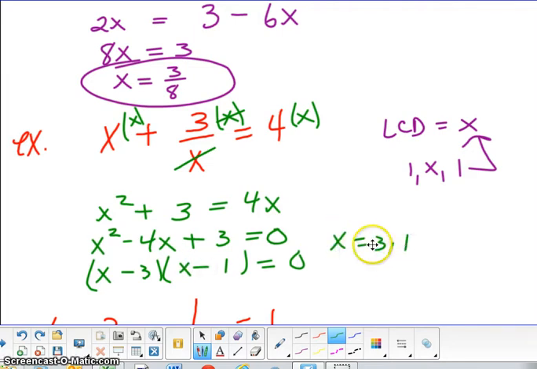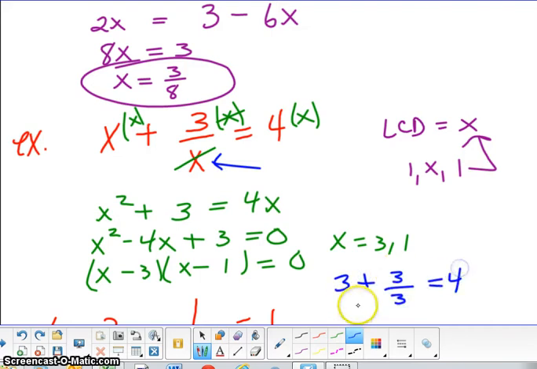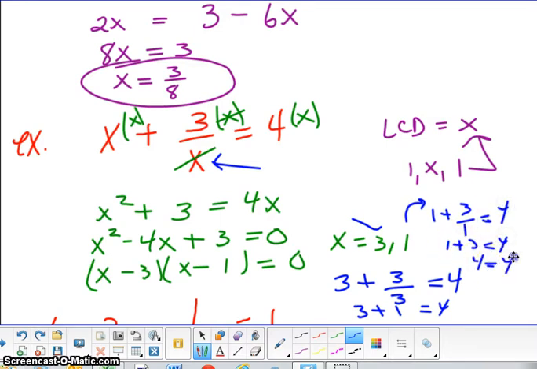And if I take 3 and 1 and plug it back in to this x value in the denominator, they both are going to work. For example, 3 plus 3 over 3 equals 4. 3 plus 1 is 4, so I know that that checks out and is correct. The other one, 1 plus 3 over 1 equals 4, is just 1 plus 3, and that also equals 4. So I know for sure I get the right answer.